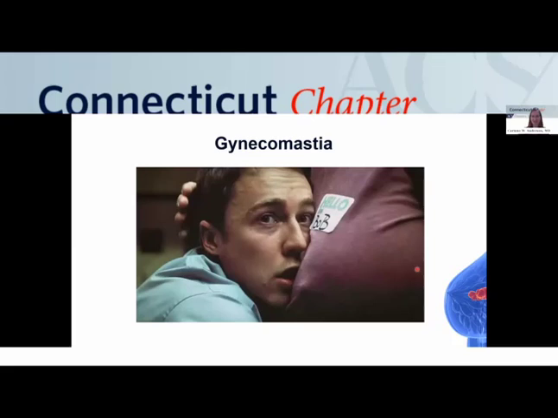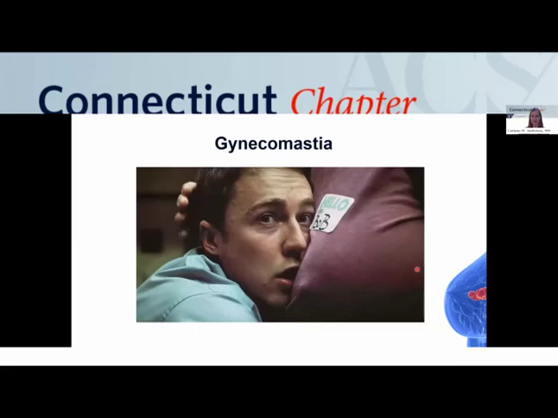Gynecomastia is development of breast tissue in men. On exam, this should be smooth, firm, symmetrically distributed beneath the areola. So a concentric increase in the breast tissue. You should not have an increase in just one quadrant. That would be suspicious.